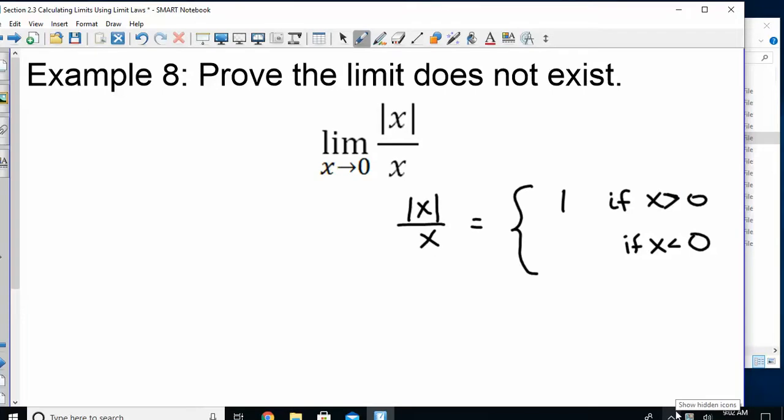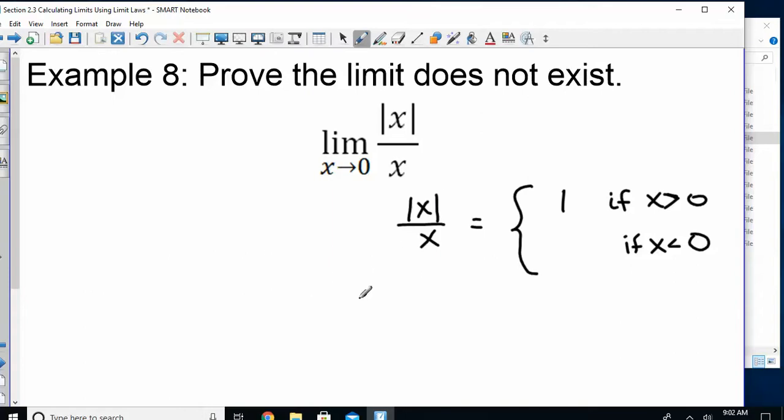Because if x equals 0, what happens to my function? It's undefined. Does that affect my limit at 0? No, because the limit doesn't care what happens at the point, just as you get close to it. So it's okay. It's going to have like an open circle on the graph when x is 0, but that doesn't change my limit.